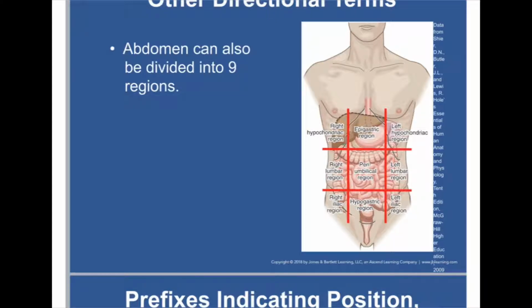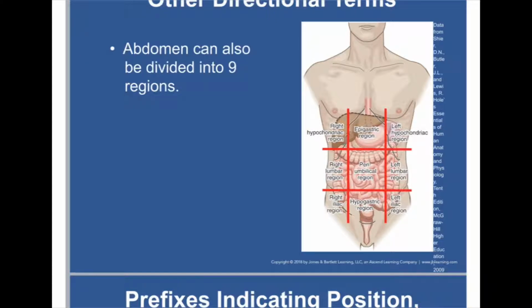Now, in some scenarios, and actually this is usually more common amongst gastroenterologists, people who are really discussing the abdomen in great detail, you'll see that there are these 9 regions that you can divide the abdomen into. You should be familiar with these 9 regions. I wouldn't kill yourself over learning them, but I would just make sure that you have a general idea of each of these regions.